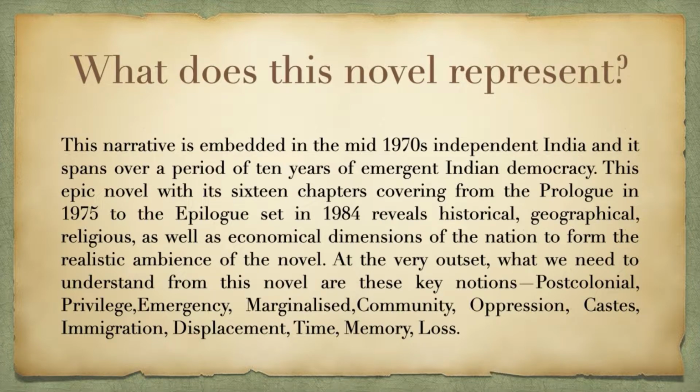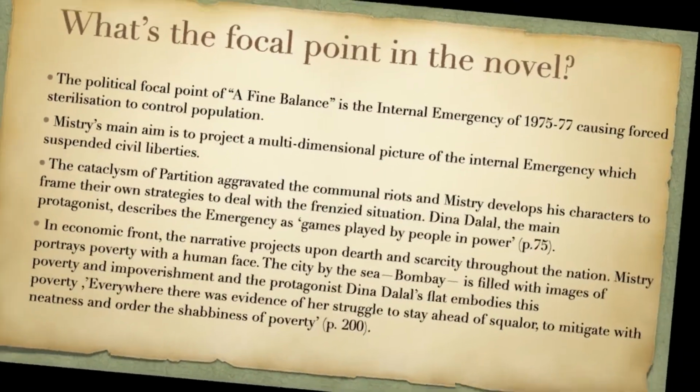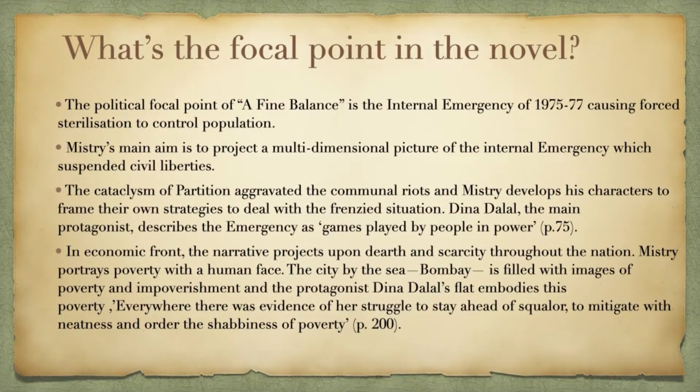At the very outset, what we need to understand from this novel are these key notions. What are they? Post-colonial, privilege, emergency, marginalized, community, oppression, castes, immigration, displacement, time, memory, and loss. Now, what's the focal point in the novel?